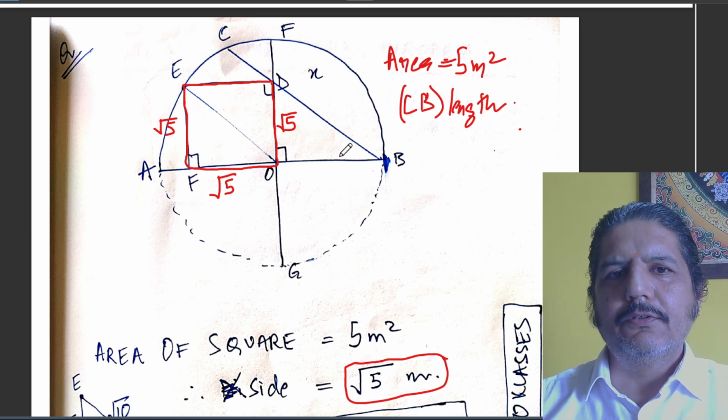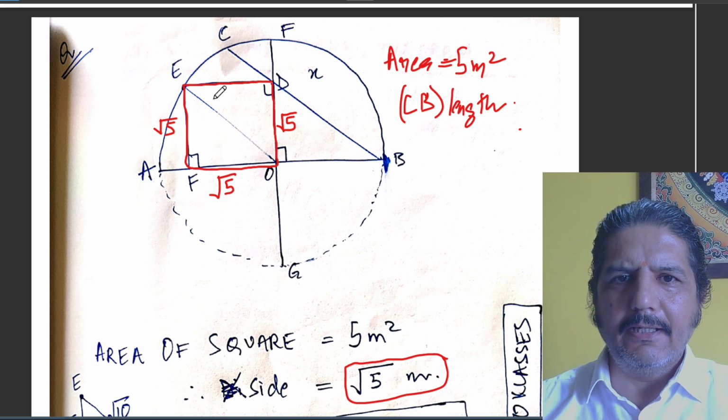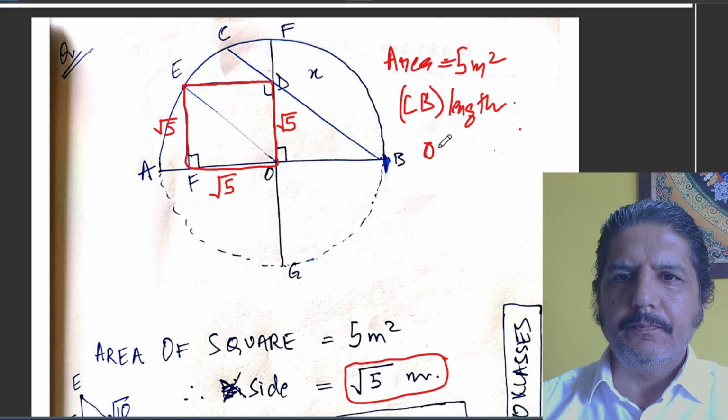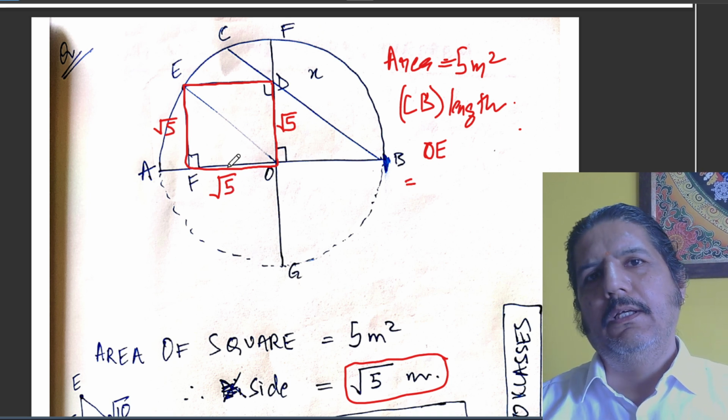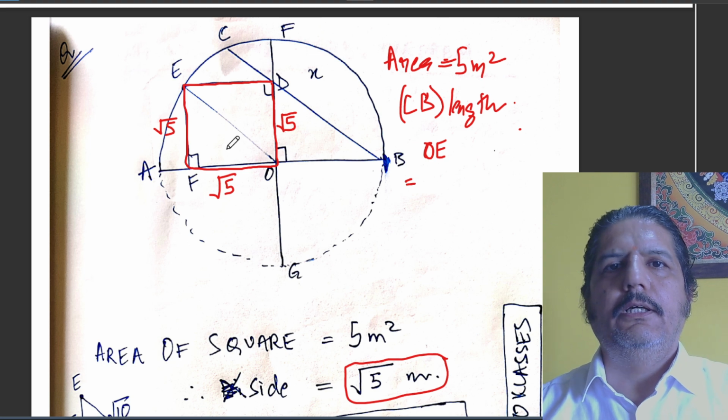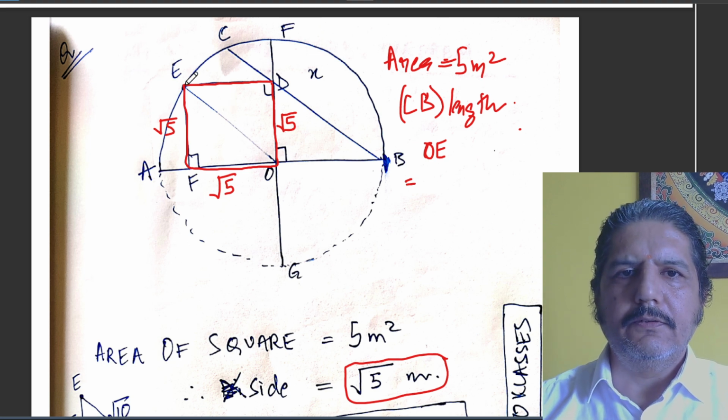Now once I have this root 5 and root 5, then I understand that this diagonal OE, I can apply Pythagoras. So root 5 square plus root 5 square is 5 plus 5, which is root 10. So this diagonal EO would be root 10.